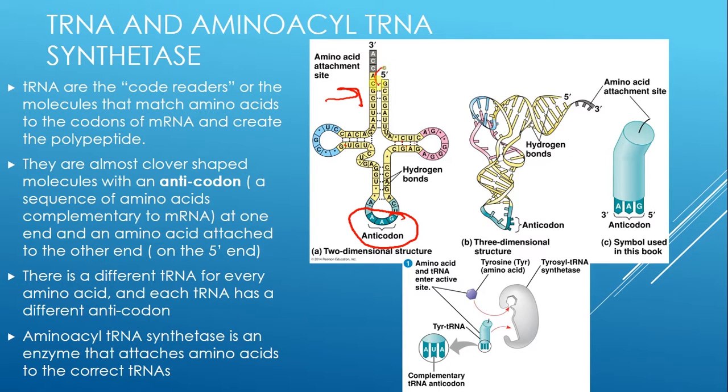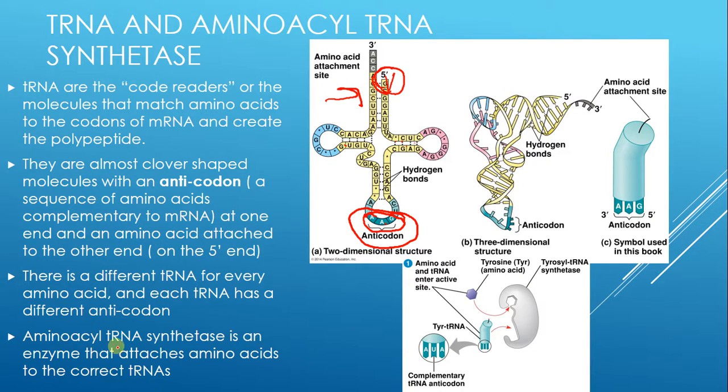And up here on the 5' end, right here, it has a given amino acid attached to it. Each different tRNA has a different anticodon, and it has a different amino acid. So anytime there's an AAG anticodon, that tRNA will have a certain and always the same amino acid. So we can use them as code readers to put amino acids in the correct sequence.